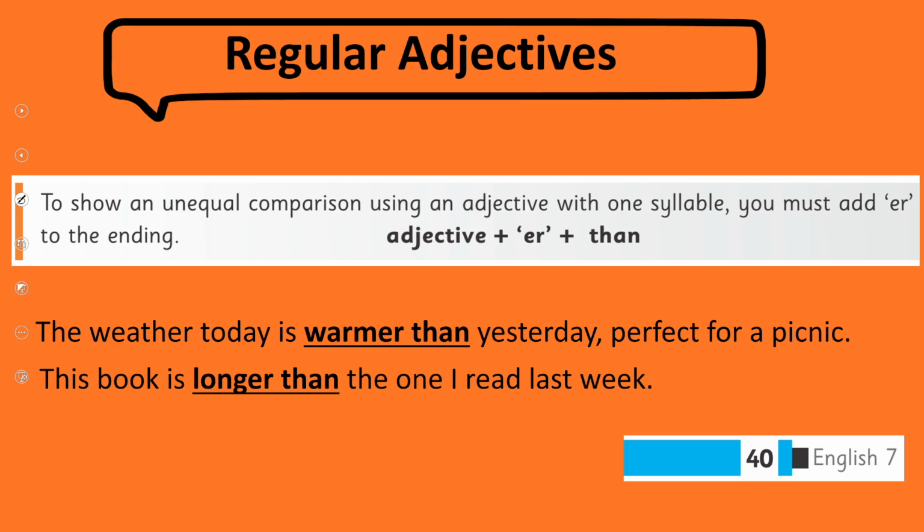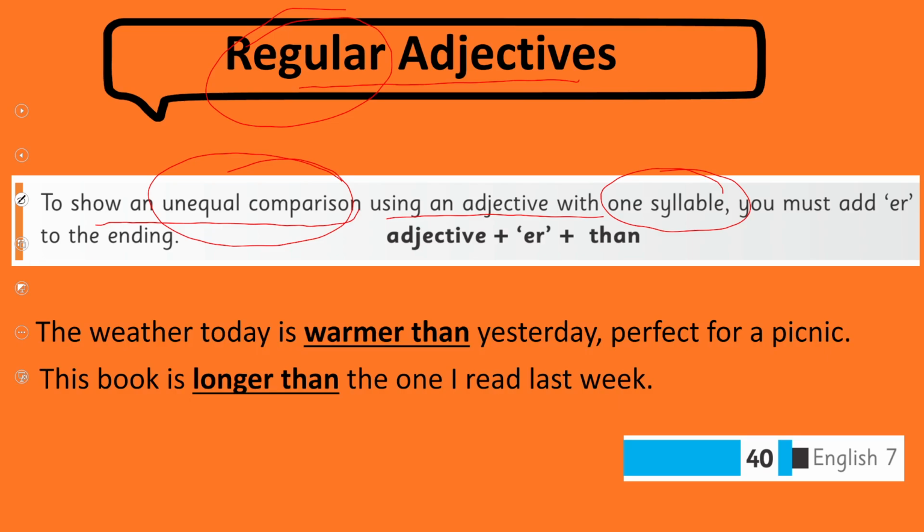Let's talk about regular adjectives. Now, when we are showing an unequal comparison, when there is no equal comparison, and we are using an adjective with one syllable, you must add er to the ending. For example, now this is the formula or the whole pattern. You will add your adjective plus er, and then you add than, T-H-A-N, then. Let's look at some examples.